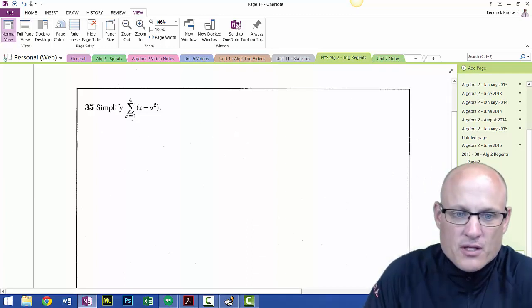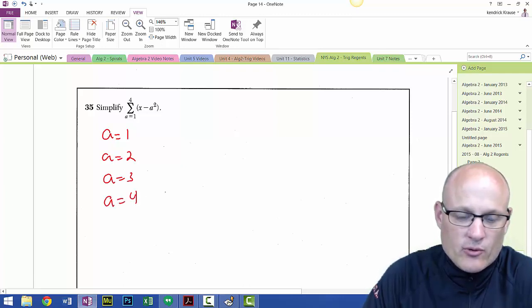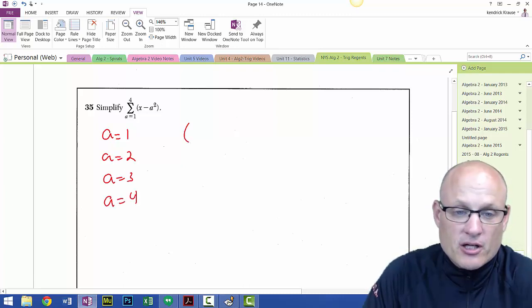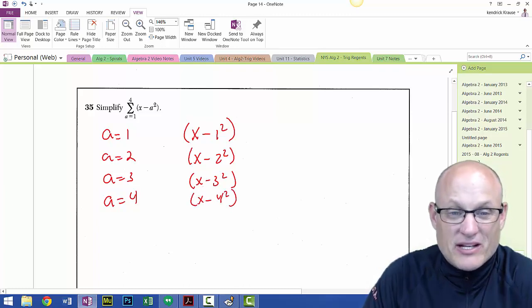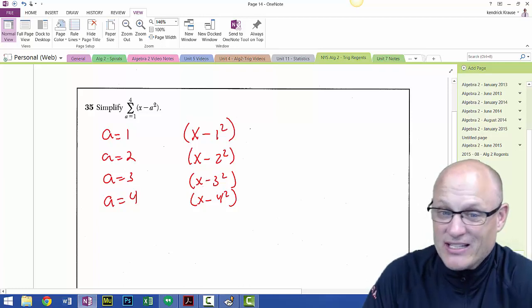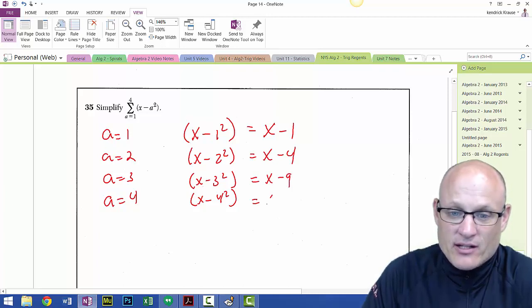So, we're going to plug a equals 1 in. We're going to plug a equals 2 in. We're going to plug in a equals 3. We're going to plug a equals 4. Now, we're just going to plug them in. So this becomes x minus 1 squared, x minus 2 squared, x minus 3 squared, x minus 4 squared. Now notice the only thing that's being squared is a, not the whole thing, just a. So this is x minus 1, this is x minus 4, this is x minus 9, and this is x minus 16.